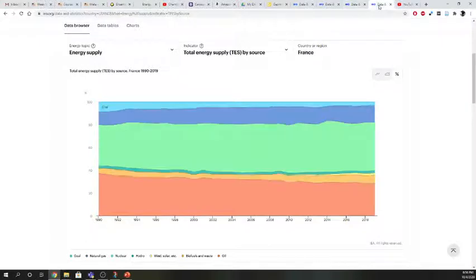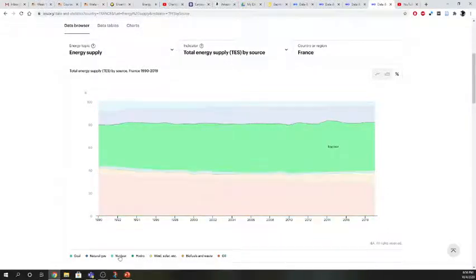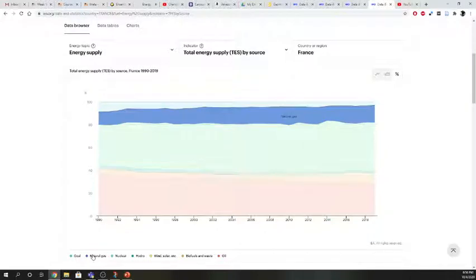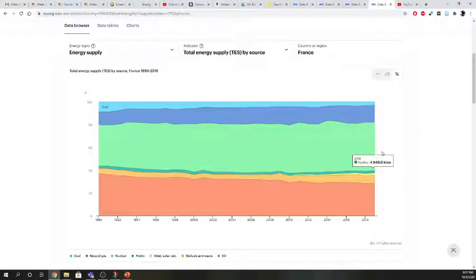We can look at France and compare. They have a heavy reliance on oil as well, but they also have much more nuclear than the United States, essentially replacing their use of coal. And they don't use natural gas quite as much as the United States, but they do use a fair amount. So that's two developed countries.